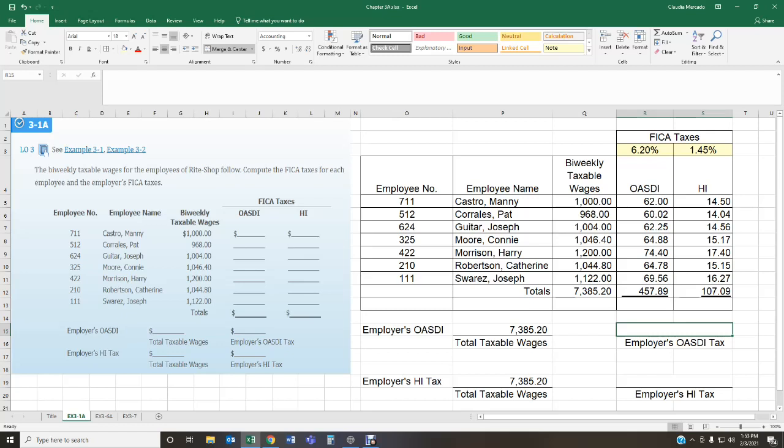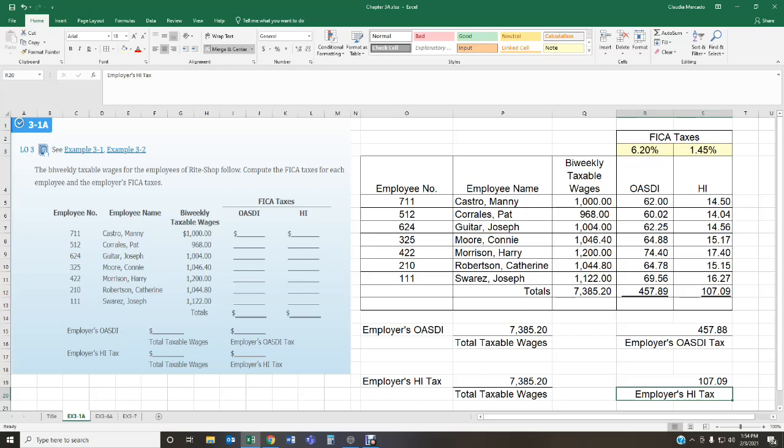Well, the employer has to pay. I'm going to get my taxable wages, and I'm going to multiply it by my 6.2%. That gives you $457.88 for the employer's OASDI. Now for the employer's HI, I'm going to get the total taxable wages for HI purposes, and I'm going to multiply it by my rate of 1.45%, and the employer has to pay $107.09 for the employer's portion of the HI tax.